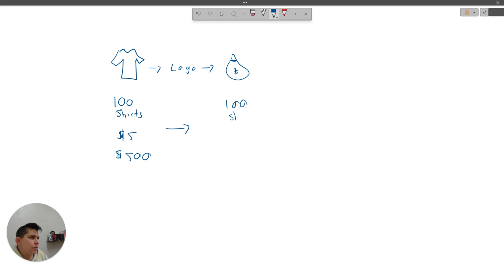I sell the 100 shirts. I sell them all for $10. Okay, so this comes out to be $1,000. And now my profit is going to be $500. So here's what happens and why inflation happens.